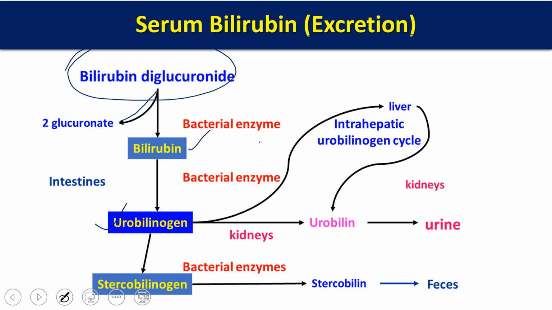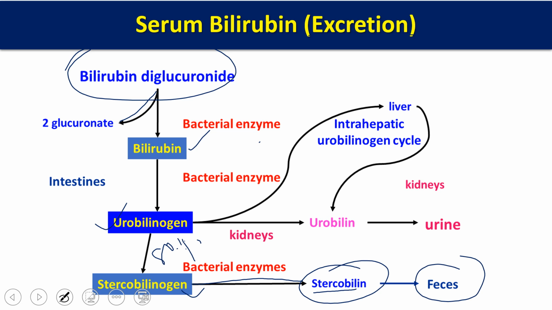Most of the urobilinogen, roughly 80 to 90%, is going to be retained in the intestine and converted to stercobilinogen by bacterial enzymes, and the same bacterial enzymes convert stercobilinogen into stercobilin. The color of this stercobilin is gray, and this gray color normally gives the normal color to the stool or feces. This stercobilin we get from stercobilinogen, which we get from urobilinogen. This is the normal color we have in the stool.